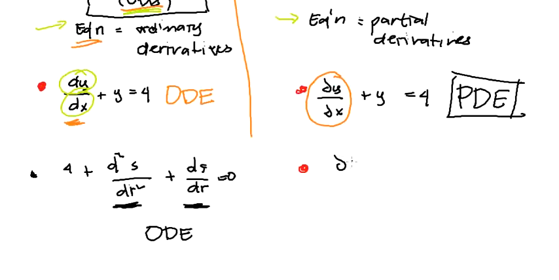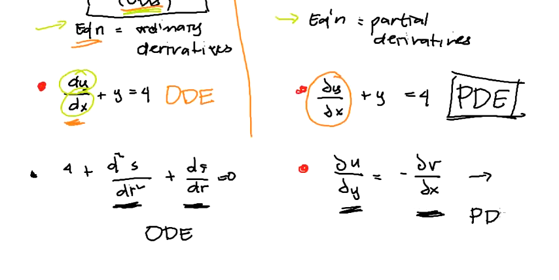And for the second example of PDE, say we have the partial derivative of u with respect to the partial derivative of y is equal to negative partial derivative of v with respect to partial derivative of x. So as you can see here, this equation contains partial derivatives. That's why it is under the type PDE. Okay, this equation here is a partial differential equation.